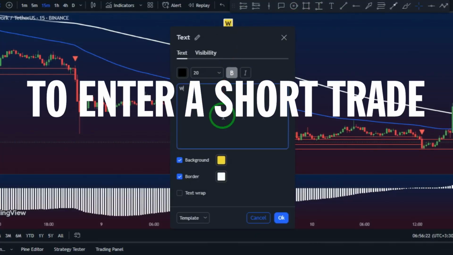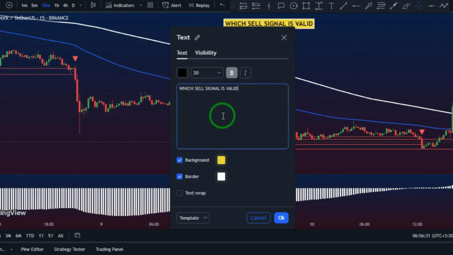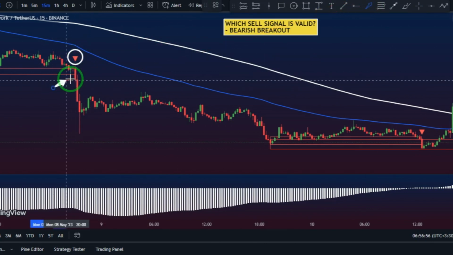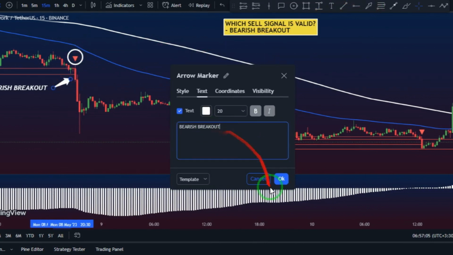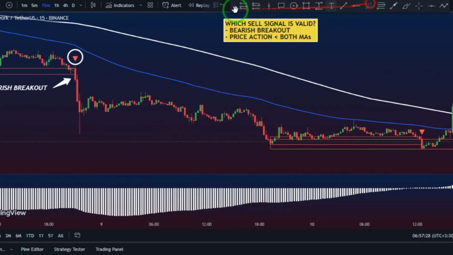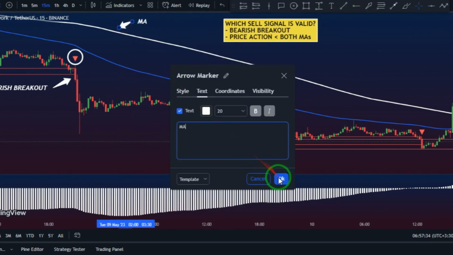Alright, to enter a short trade, we gotta wait for a bearish breakout to happen. Once that does, we should confirm the market's downward momentum. To do that, we gotta make sure the price is below the 200 period SMA and the 50 period RMA.